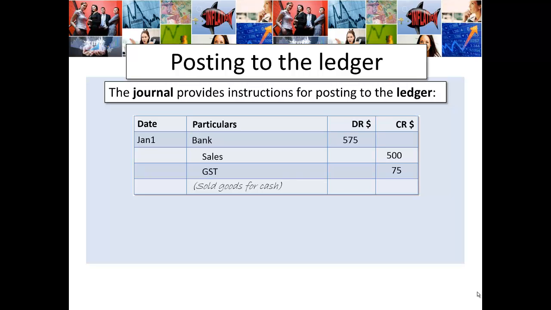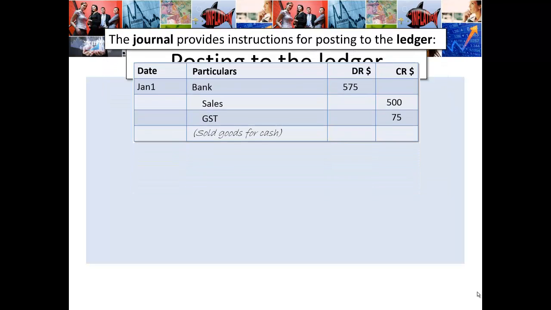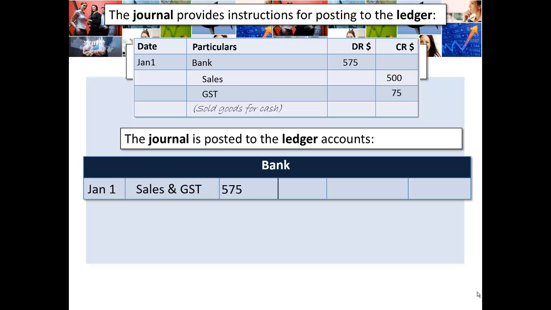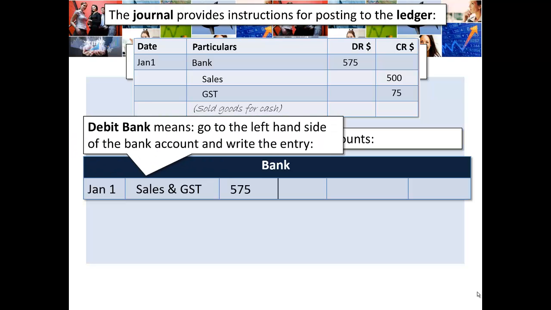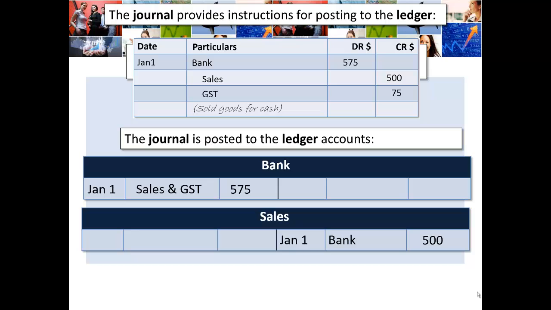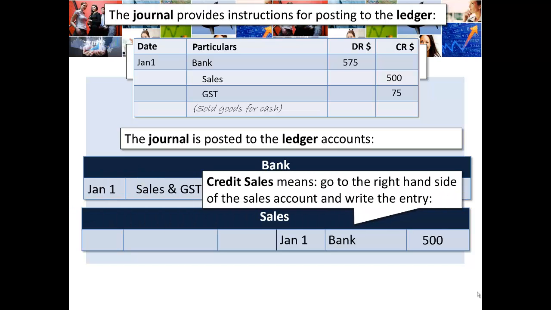Okay, and from the journal, we now have our instructions for posting to the ledger. Ledger accounts. We have bank, sales and GST as the entry, 575. Debiting bank means we go to the left hand side of the bank account and write that entry. Sales. We've only really made that $500 of sales, as you can see in the journal. Crediting sales.